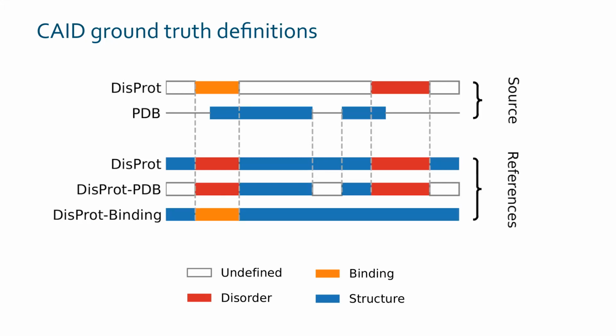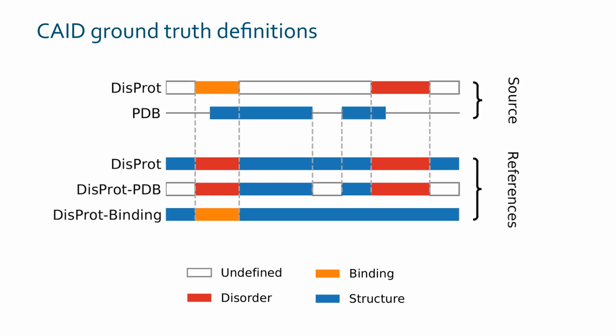So we have three different definitions of ground truth, starting from the DisProt and PDB data. The simplest one is what we call DisProt. Simply, we consider intrinsic disorder regions as annotated in DisProt as positive labels, and the rest of the sequence as negative. Then we have the DisProt-PDB ground truth, in which we consider the positives as in the DisProt ground truth. But for the negatives, we only consider those positions which are actually observed in the PDB.